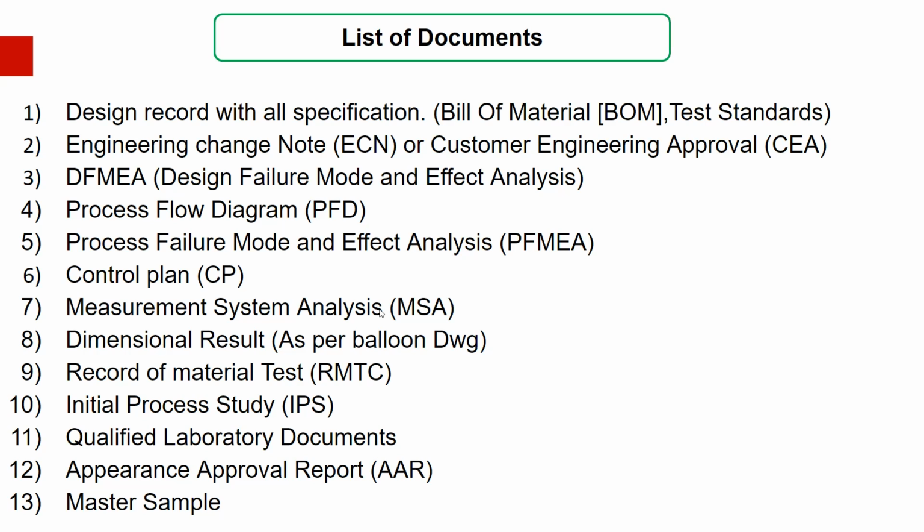Next is our appearance approval. In the appearance approval report, we give visual details, like no scratches, no dents, and all. We are mentioning that. Next is our master sample. We are making a sign off with the supplier and customer both. So this is our master sample. Like that only, we are going to submit our sample from the next lot also.